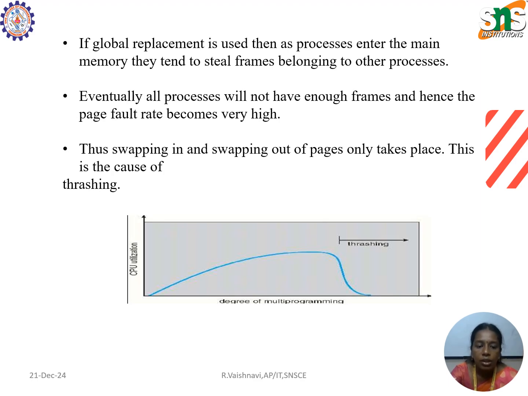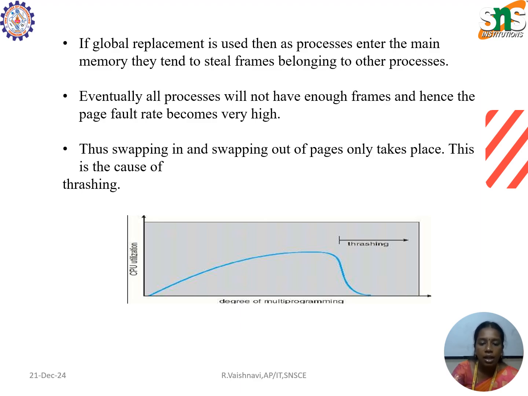Next one, if global replacement is used, then the processes that enter the main memory tend to steal the frames belonging to other processes. Eventually, all the processes will not have enough frames, and hence the page fault rate becomes very high. Thus, only the swapping in and swapping out of pages takes place. This is the cause of thrashing.